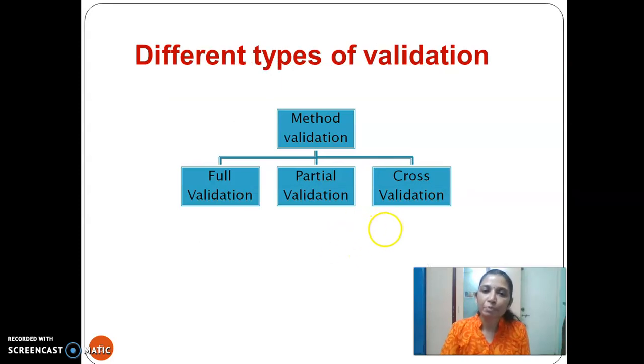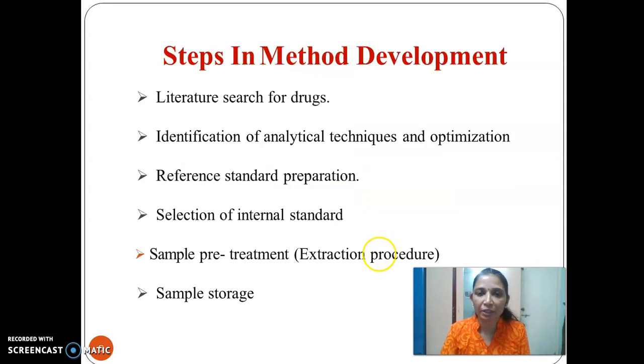There are different types of method validation. There are three types: full validation, partial validation, and cross validation.